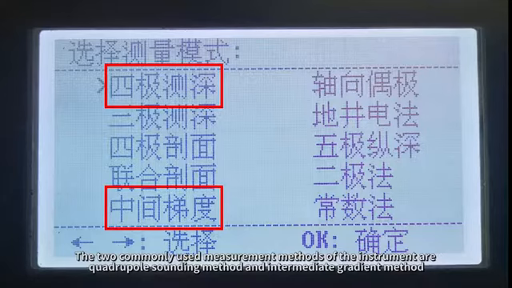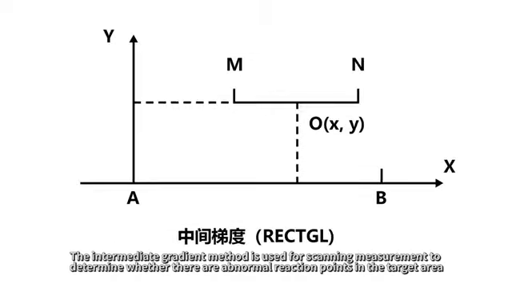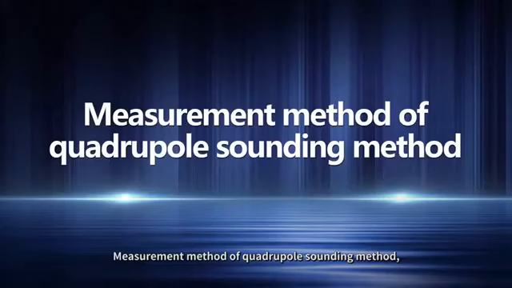The two commonly used measurement methods of the instrument are quadruple sounding method and intermediate gradient method. The quadruple sounding method is used to determine the depth of the target after knowing the abnormal points. The intermediate gradient method is used for scanning measurement to determine whether there are abnormal reaction points in the target area. Measurement method of quadruple sounding method.